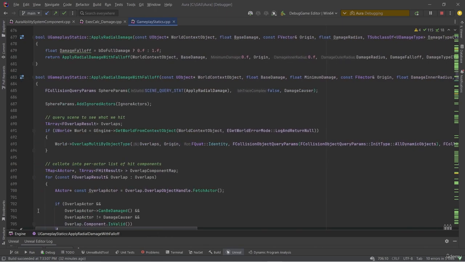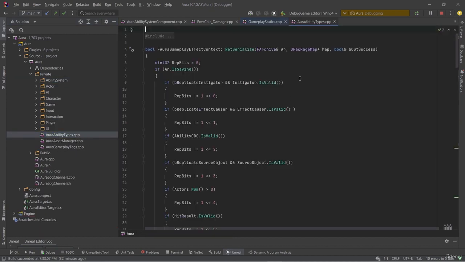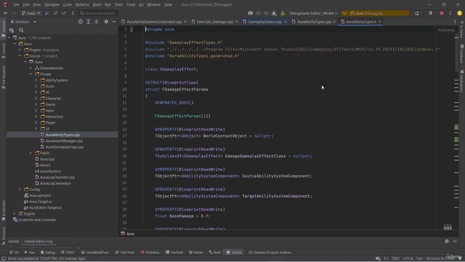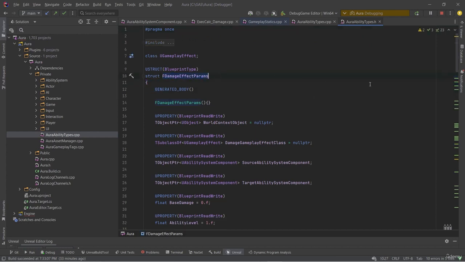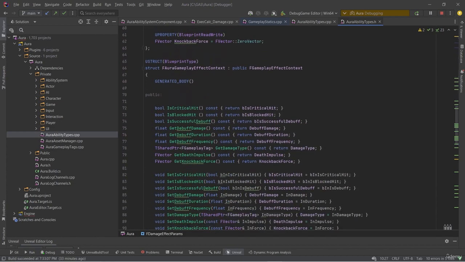So we're going to create some radial damage parameters, and I'd like to add those to a couple of our types. I'm going to go to Aura ability types. We have .cpp here, and I'll open the header file. And we have F damage effect params. I'd like to add some parameters for radial damage here. And we also have the effect context, and this will be a good way for us to carry radial damage params with us throughout the pipeline if we want to access it, say in execcalc damage. So that's what I'd like to do in this video.